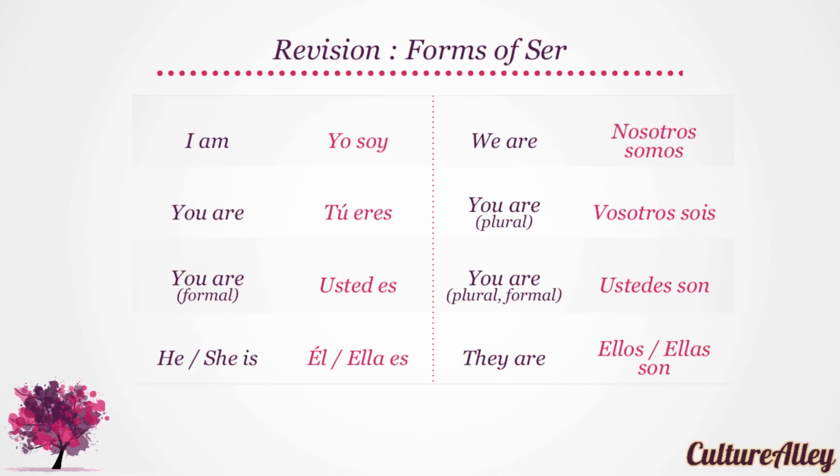Informally, you are is tú eres. Its plural form translates to vosotros sois. Formally, you are becomes usted es, and its plural form translates to ustedes son. He or she is él or ella es. And lastly, they are becomes ellos or ellas son.